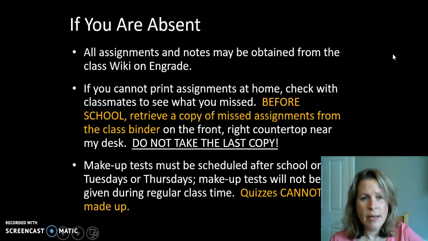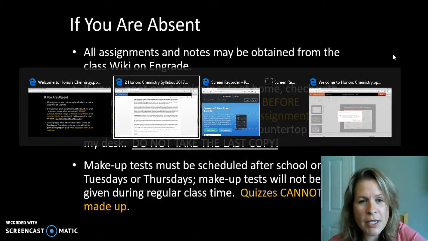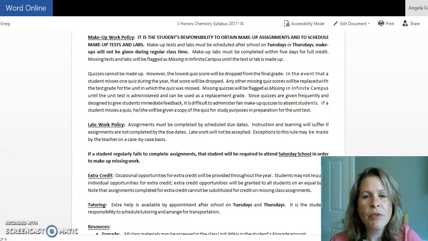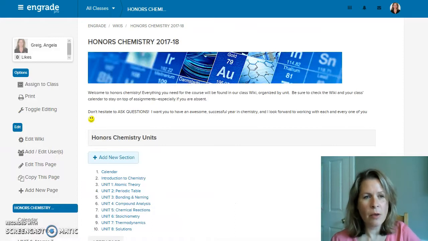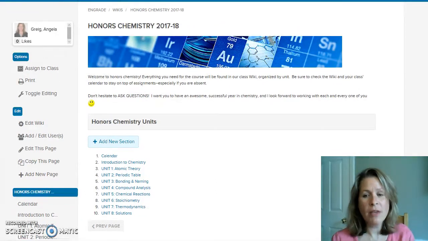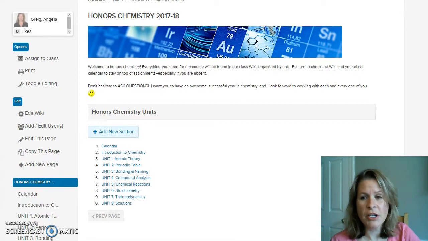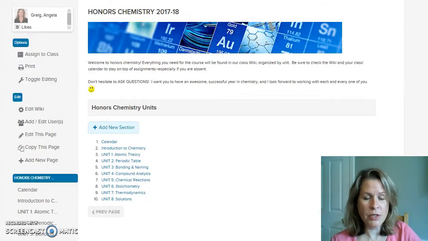All right, if you are absent, make sure that you check Engrade first. Those of you who had me last year, you know how much I use Engrade. If you didn't have me, here's how I use it. For all of chemistry, we're going to have one wiki this year, and underneath that wiki, separate pages for each unit. I have streamlined it a little bit since last year, so only one wiki for chemistry this year.